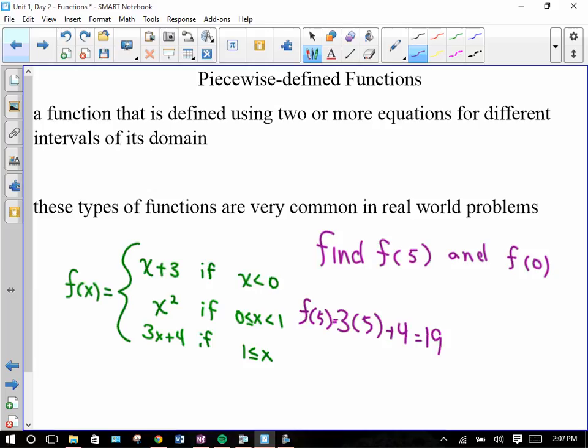F of 0. And I put f of 0 here for a reason, because I want to be tricky. Is 0 less than 0? No. I wouldn't use this one. 0 is equal to 0. See how it says x is greater than or equal to 0 and less than 1? So here I would actually use this one. So f of 0 would be 0 squared, which is equal to 0. That makes sense?